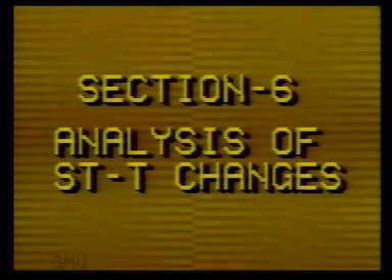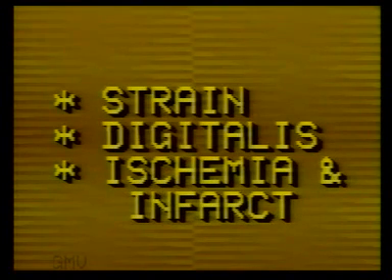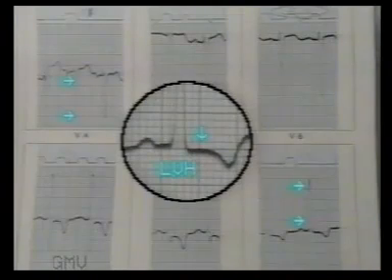Analysis of STT changes. For the purpose of explaining, the ST segment changes and T wave changes are described separately, but they are interrelated and will be discussed together wherever relevant. First we will study the types of depressions of ST segment. ST segment depressions are basically of three types. Number 1, strain pattern in right and left ventricular hypertrophy. Number 2, digitalis effect. And number 3, myocardial ischemia and infarct.